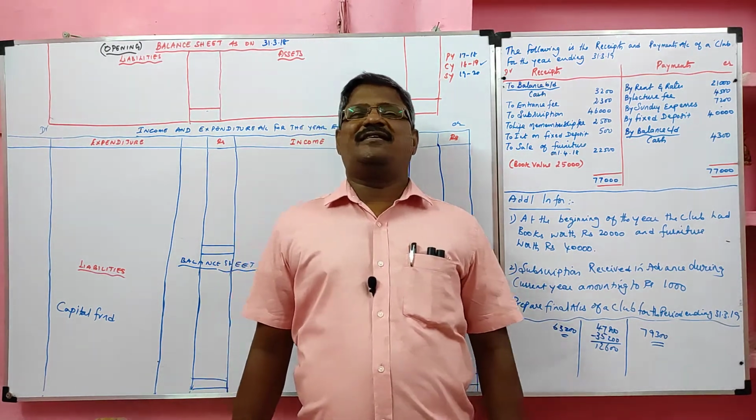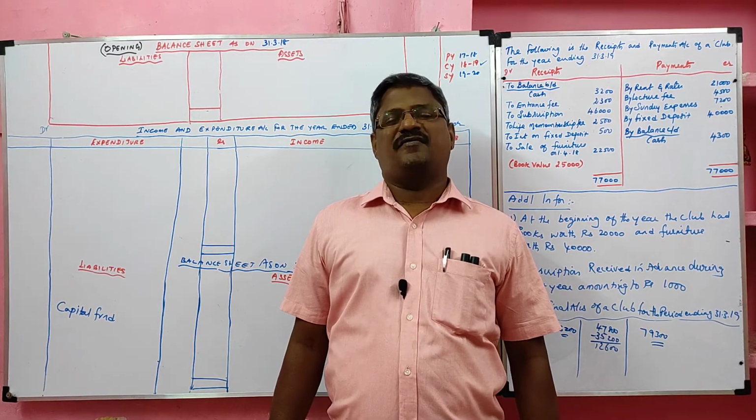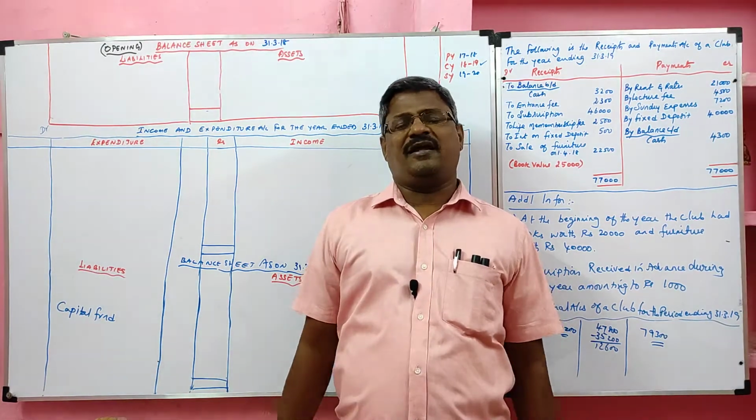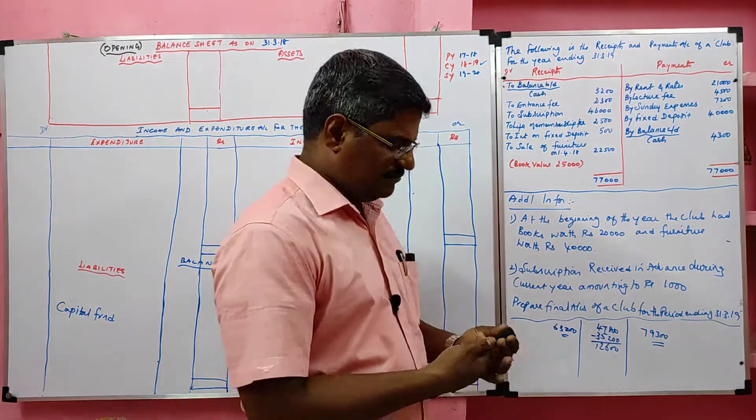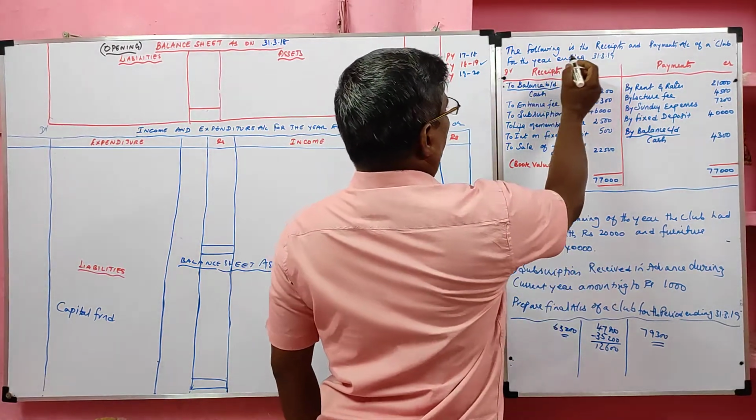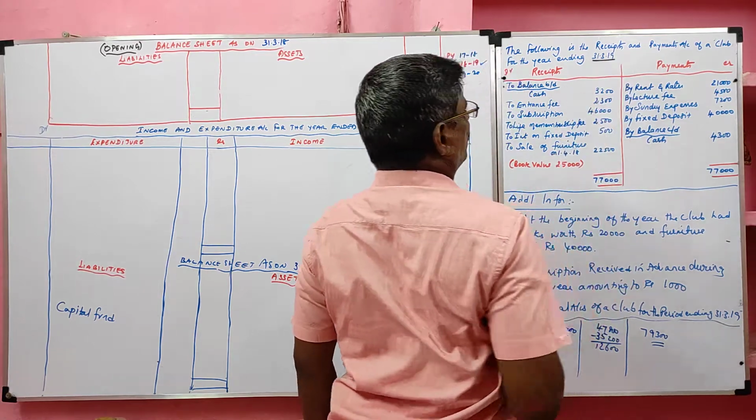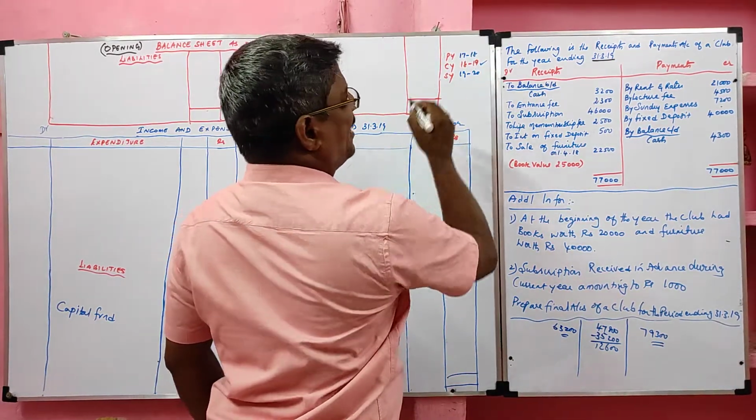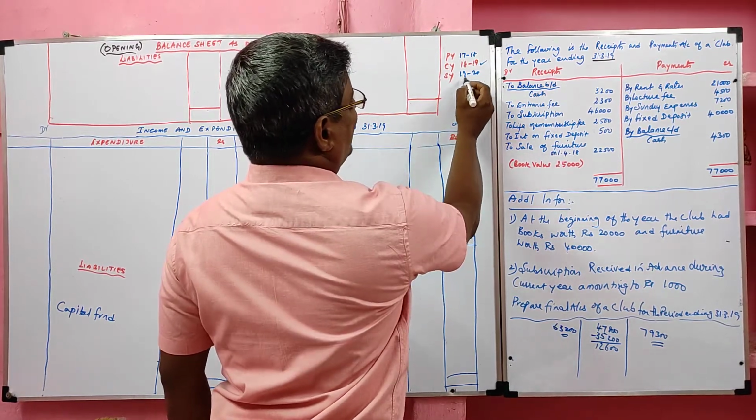Students, today we are going to learn the fourth problem in relation to final accounts of non-profit organization. In this problem also, opening capital fund is not given, as well as sale of fixed asset is also given. Look at the problem. The following is the receipts and payment account of a club for the year ended 31st March 2019. So our current year is 18-19, our previous year is 17-18, our subsequent year is 19-20.